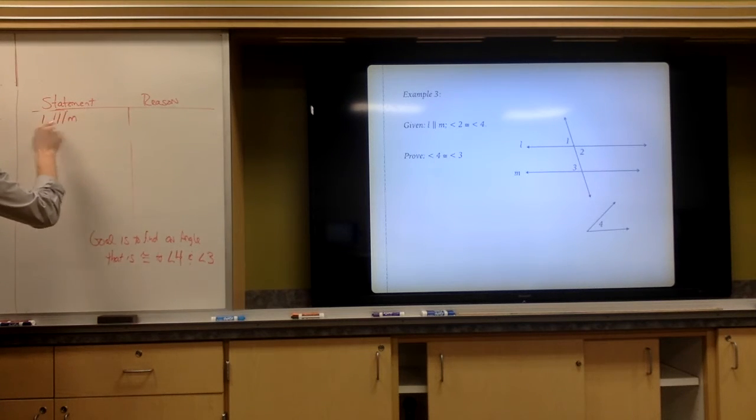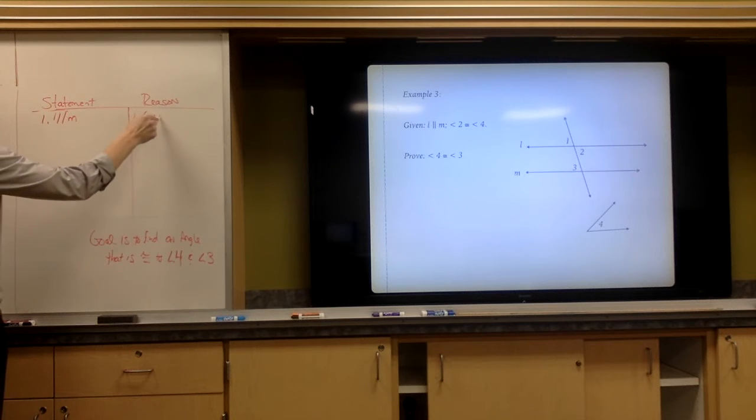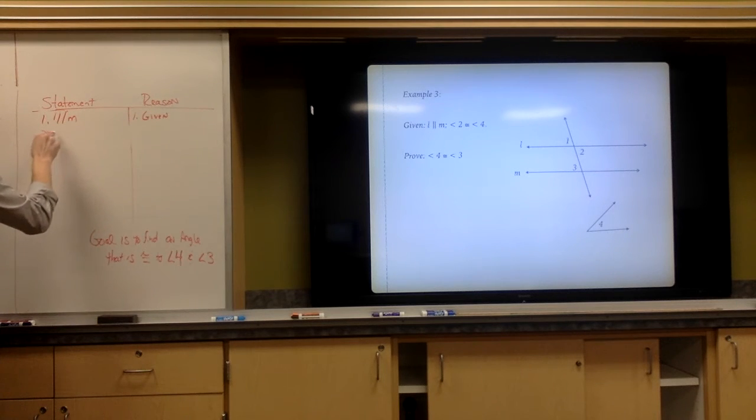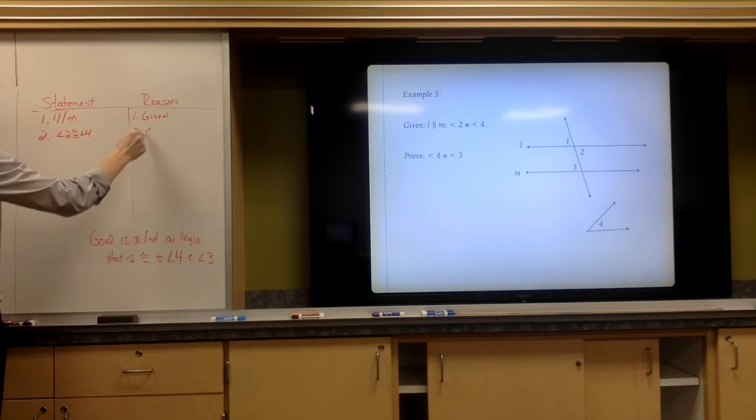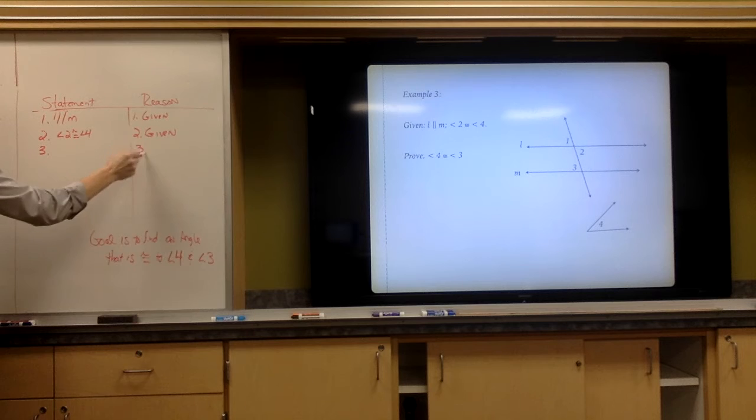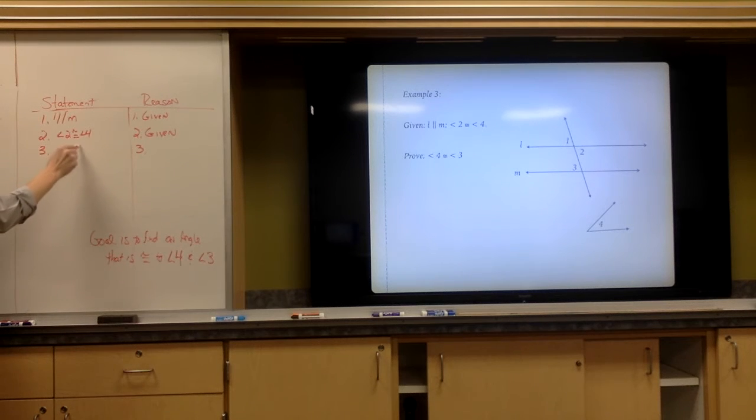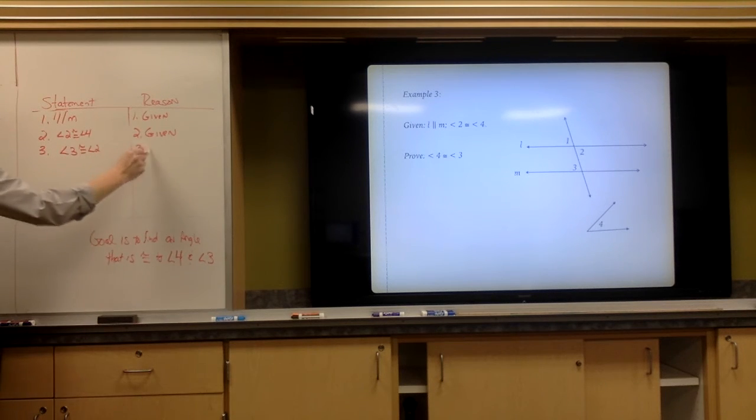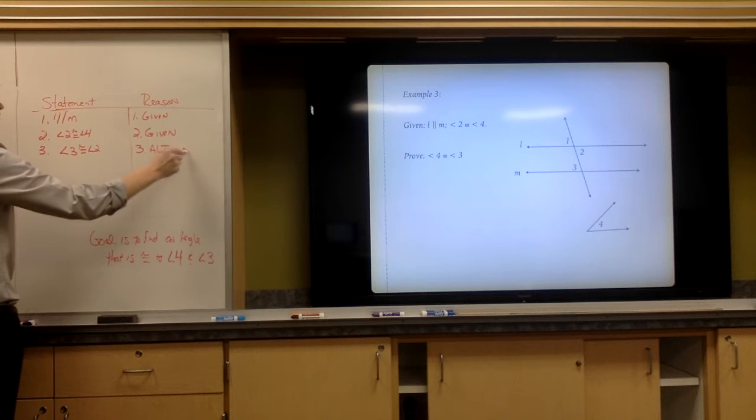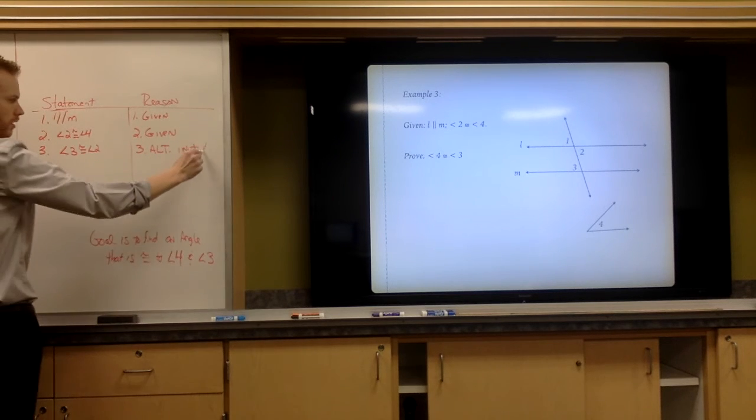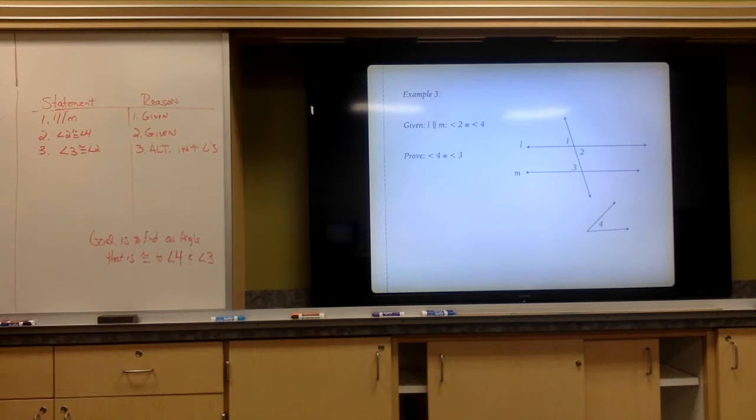L is parallel to M because that's given to us. Angle 2 is congruent to angle 4. All right, and that's because it's given to us. Now, we said that angle 3 is also congruent to angle 2 because they are alternate interior angles. I'm going to abbreviate here, or else I won't be able to fit the whole thing.